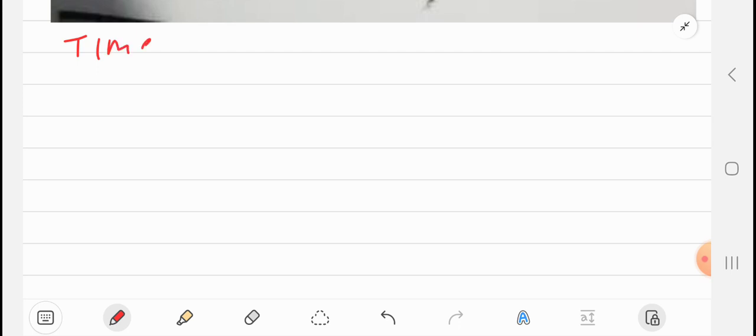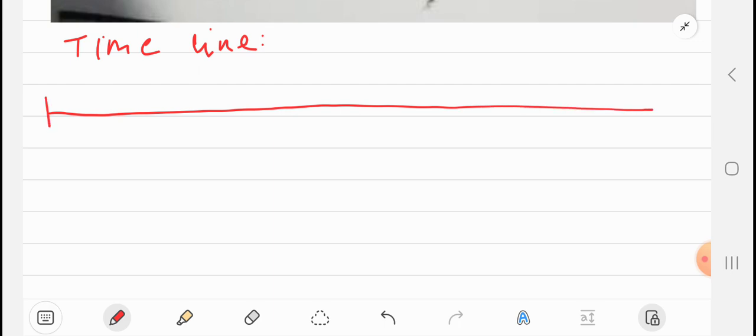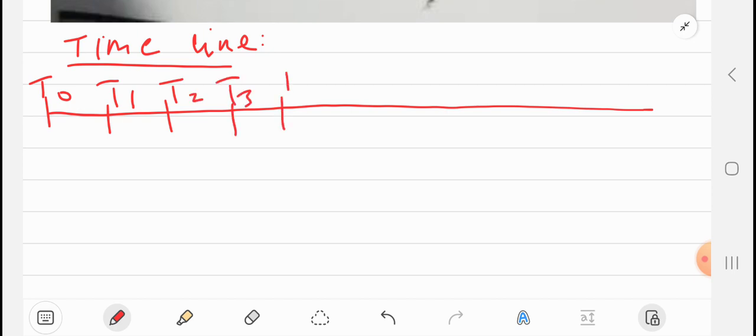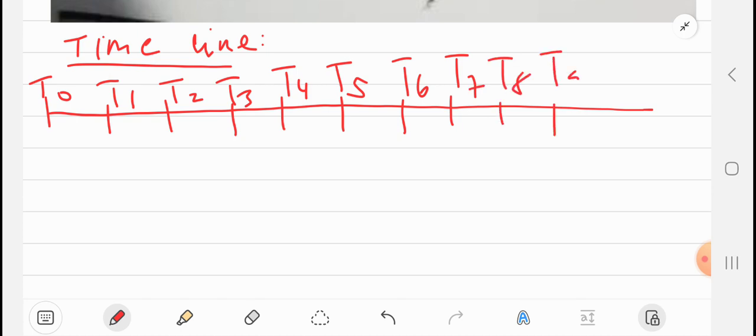So we're going to draw a timeline. And now if you draw then the timeline, you draw it like this. At the beginning, it's going to be exactly time 0, then time 1, then time 2, time 3, time 4, time 5, time 6, time 7, time 8, time 9, time 10, time 11, time 12.